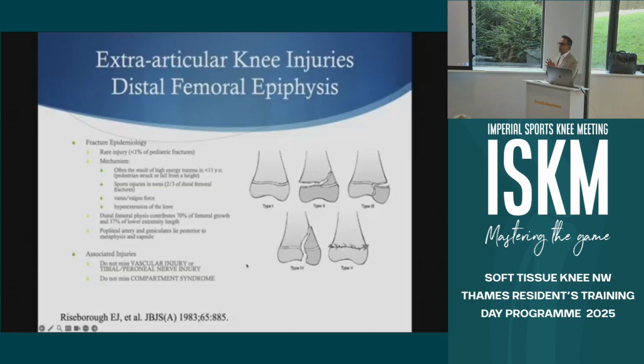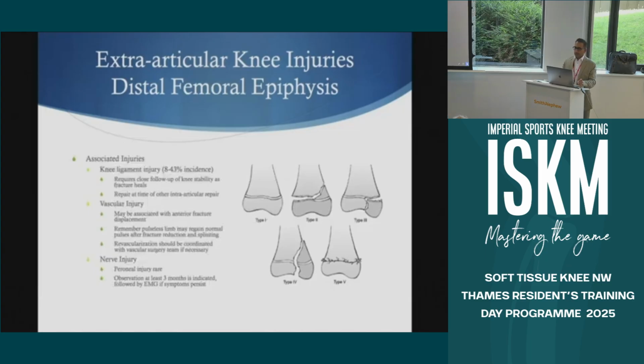Always think if you've got this kind of injury, it's probably a reasonable energy of injury in a kid. And remember, the distal femoral physis contributes to 70% of femoral growth, 37% of lower extremity length. And don't forget the vascular structures in this situation as well. Now, associated injuries with these physes, quite high. And as I said, vascular and nerve injury.